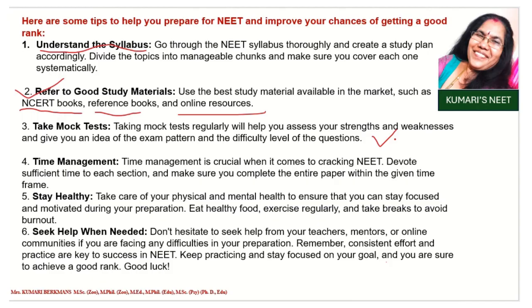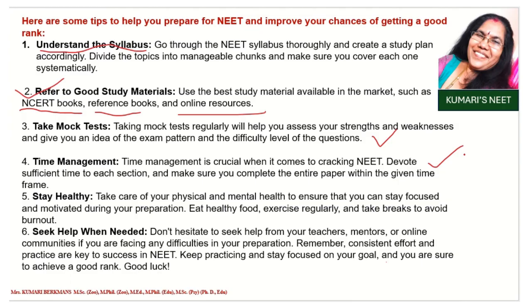While you are entering the NEET examination, this helps a lot to answer the questions very easily and very quickly. And time management is very, very important. Within the time you have to complete your examination. That comes only through practice.